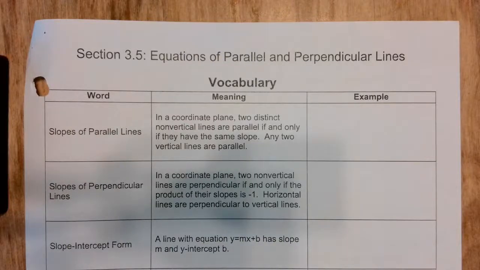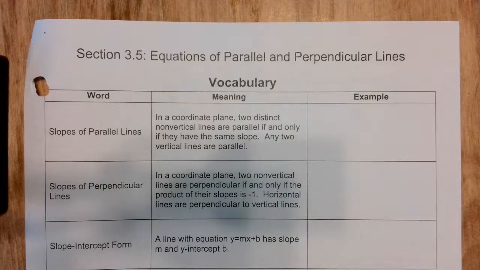Section 3.5, equations of parallel and perpendicular lines. In my opinion, section 3.5 is a nice little break. It is geometry, but it is primarily also review from algebra. These are things you have seen before, with just a slight geometry twist on it, but nothing terribly new.